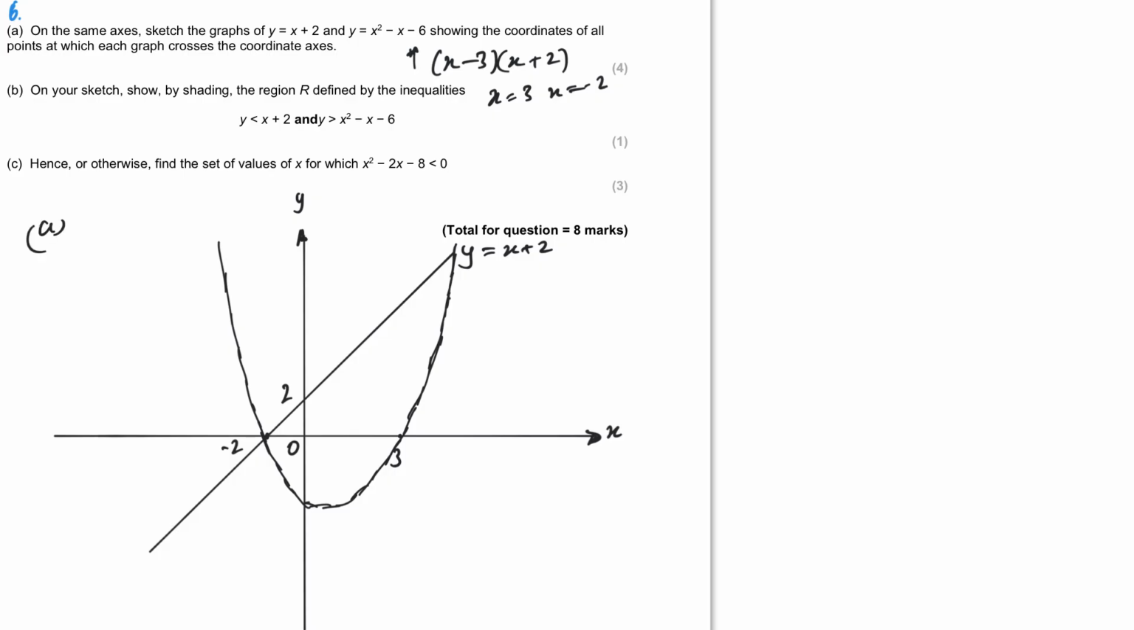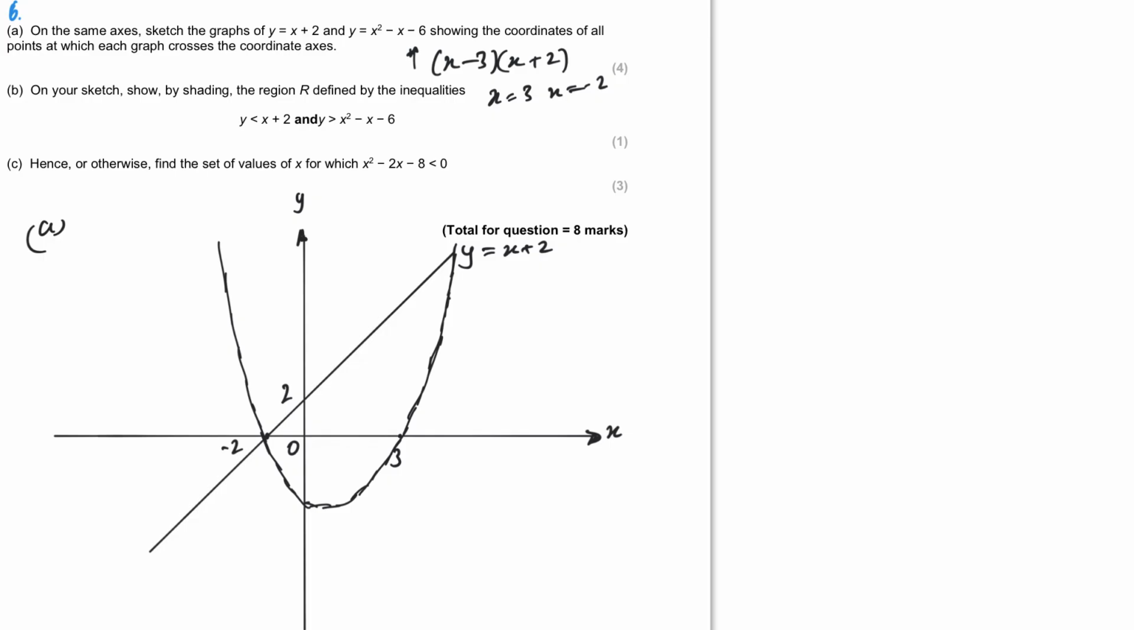But part B then says, on your sketch, show by shading the region R, defined by the inequalities, this and this. Now, remember that this is show by shading. It doesn't mean you have to shade the actual region. You can shade the ones you want to get rid of. Okay, there's nothing wrong with doing that, and that's exactly what I'm going to do.